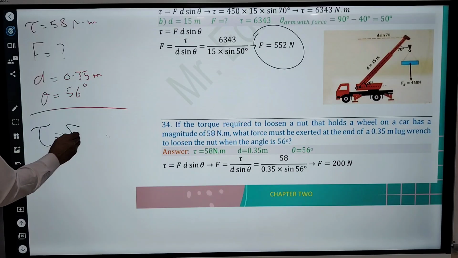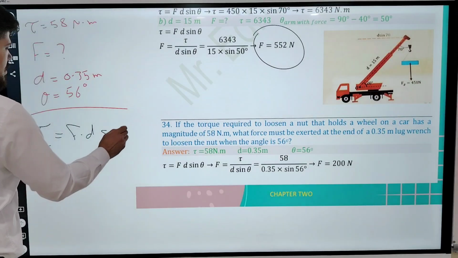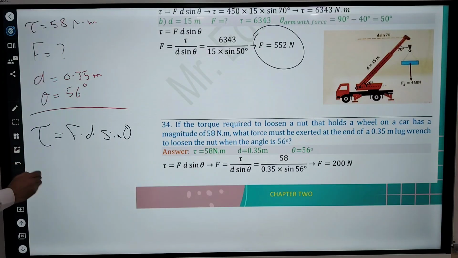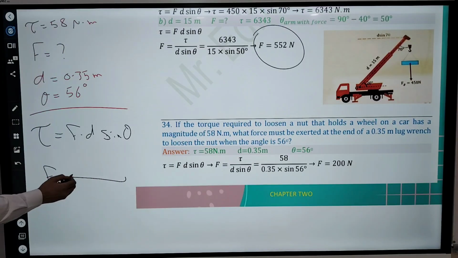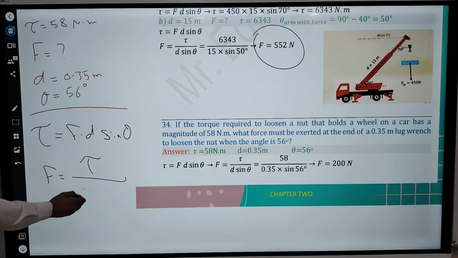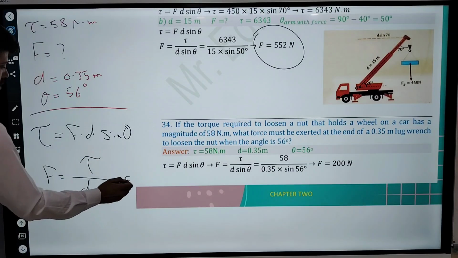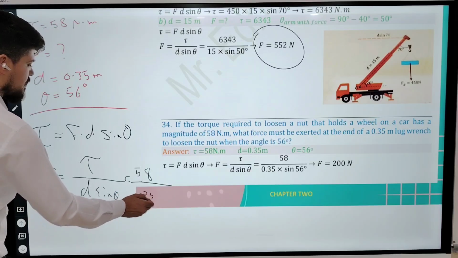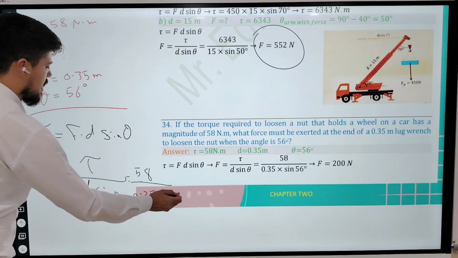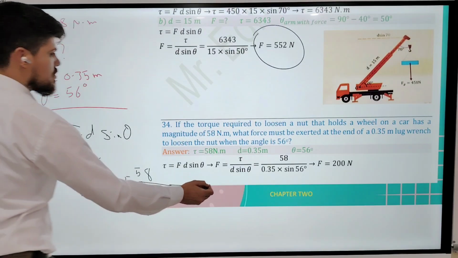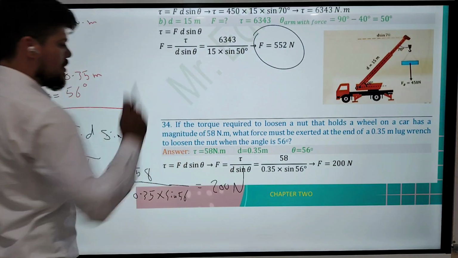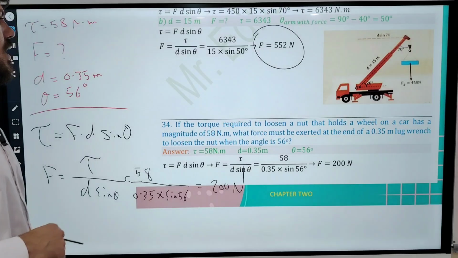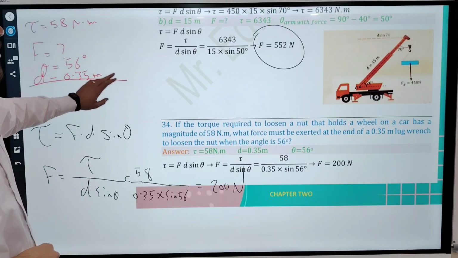So how can you determine force? Just by replacing into the equation of the torque, F d sine theta. Do we have force? No. Rearrange. Force is equal to what? Torque over d sine theta. Do we have torque? Yes, was given, 58. Distance 0.35. Angle sine 56, which is equal to 200 Newton. So we require 200 Newton force to open this nut.